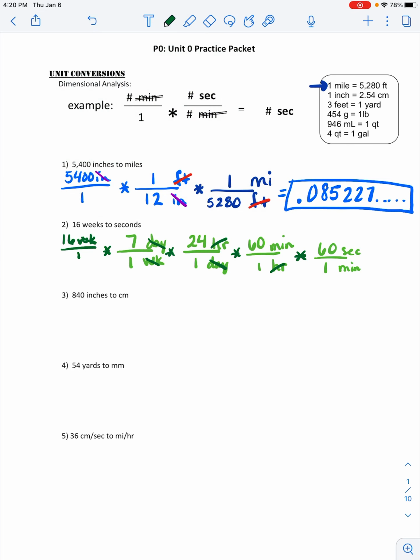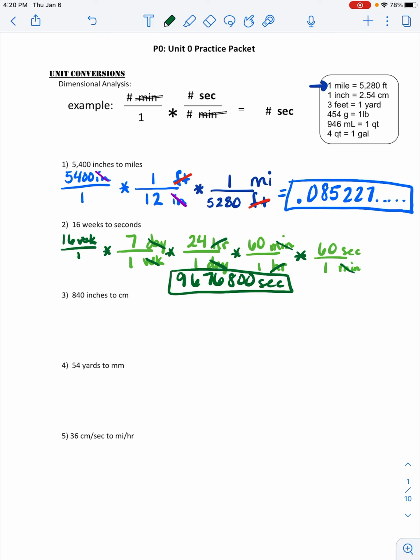So this is going to tell me that I need to multiply 16 times 7 times 24 and then times 60 times 60. And so that is going to give me 9,676,800, and my final answer was in seconds.